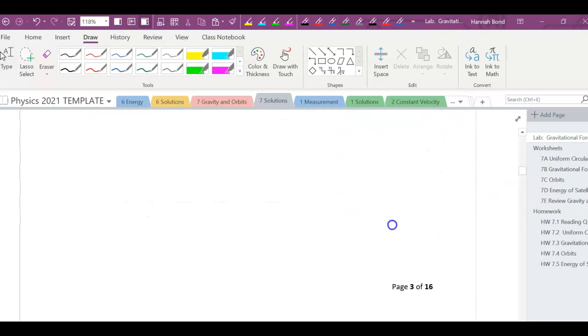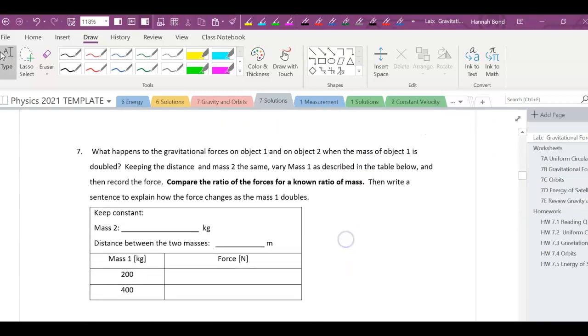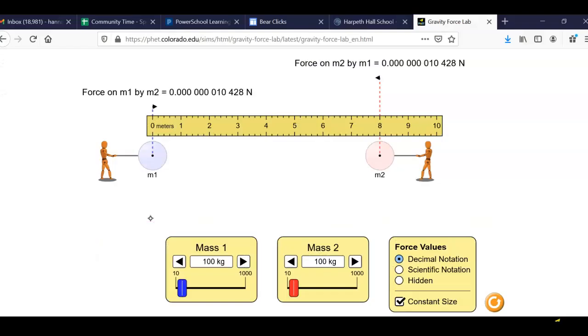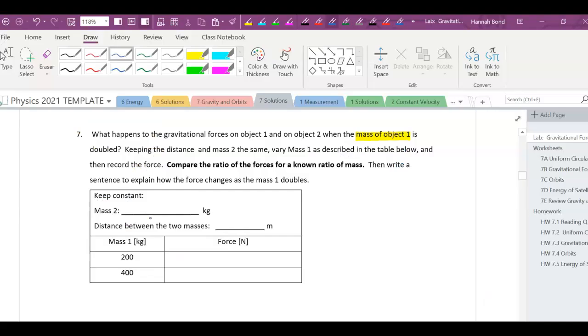Okay, let's see what happens if we change the mass of the object. We're going to change the mass of object 1, and that's the only thing we're going to change. So I want to keep my mass of object 2 constant. I think right now I have it set at 100 kilograms. I can leave it at that. I just don't want to change mass 2.